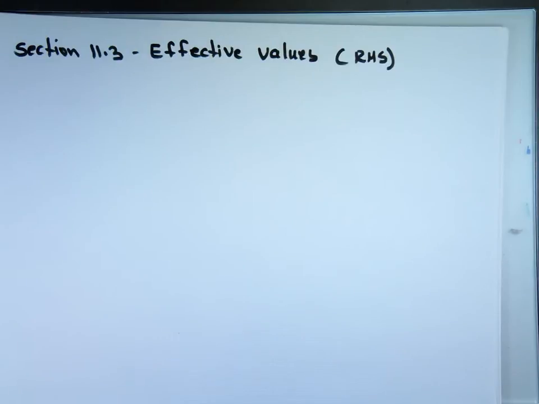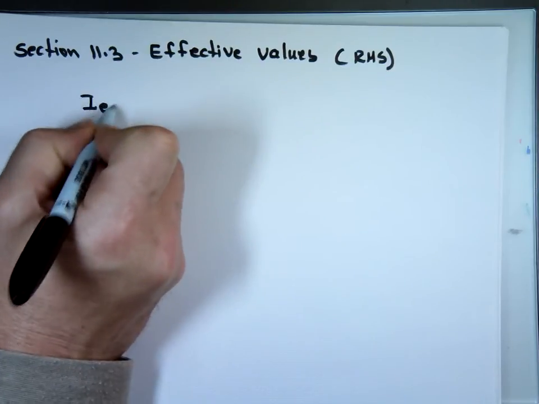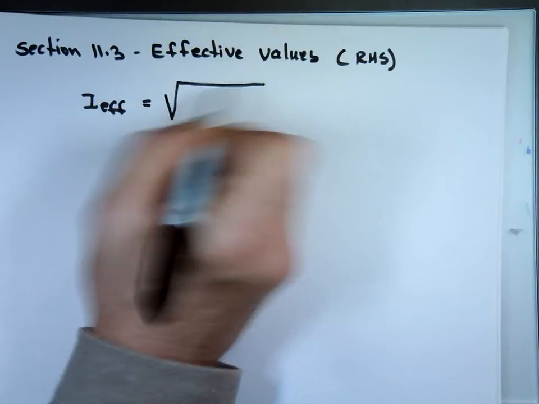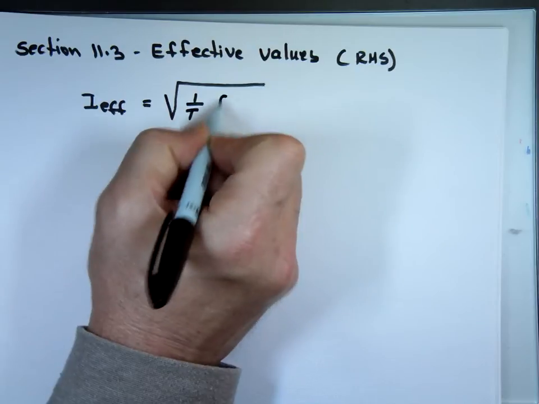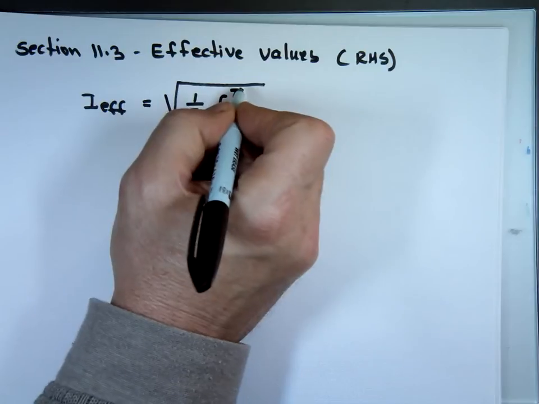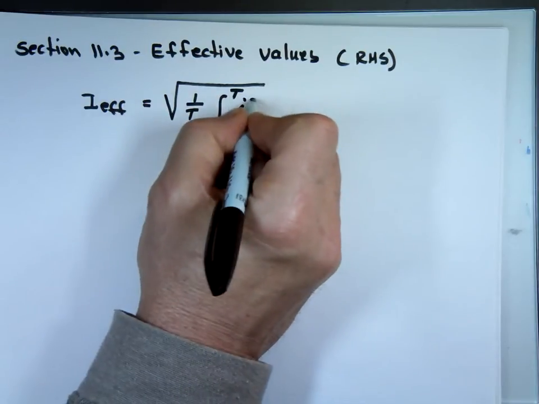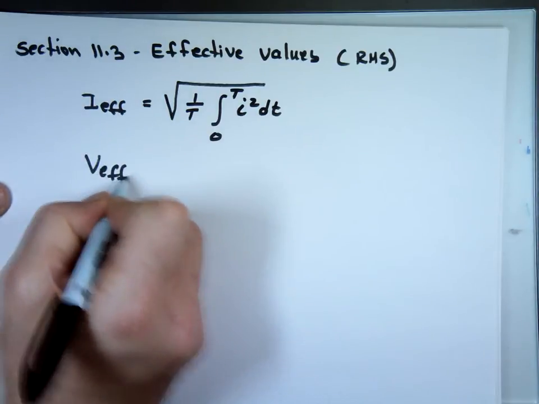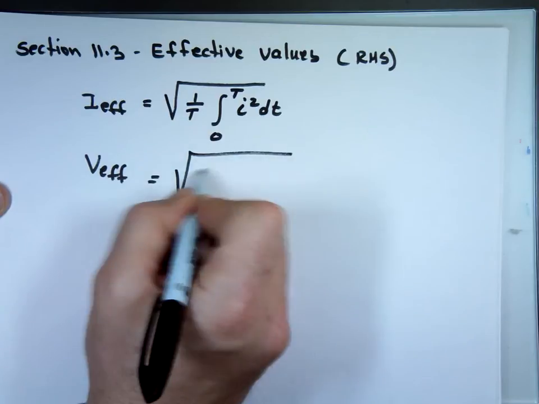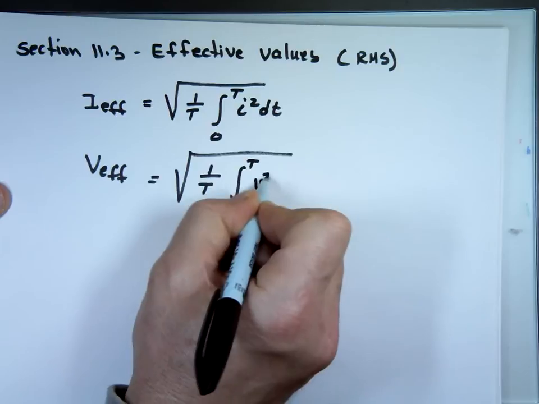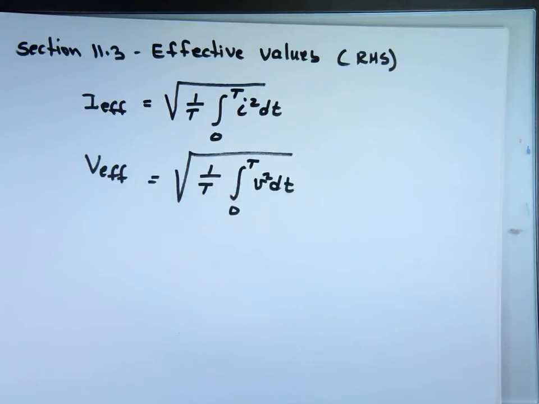Now, the way we calculate the effective value, we call that I effective, V effective, whatever you're trying to find, it's always the square root of 1 over T, the integral over a full period, 0 to T, of the current squared dt. And if it's a voltage, it's still the same equation: 1 over T, from 0 to T, v squared dt. That's how we calculate the value.